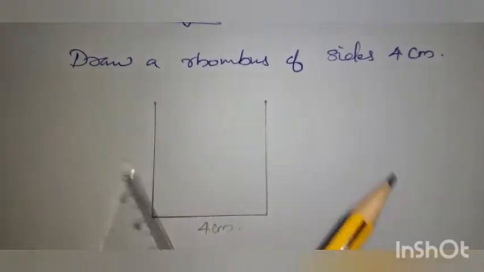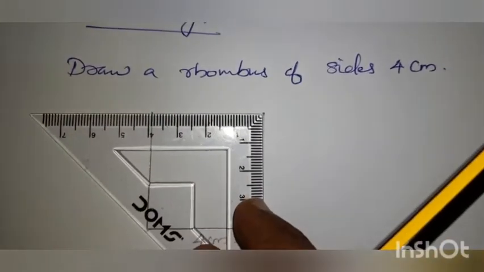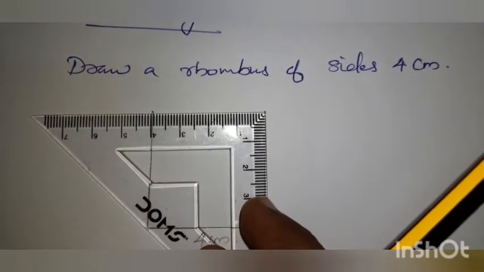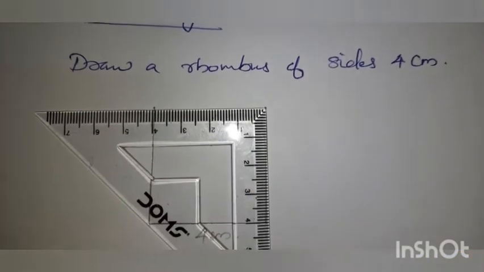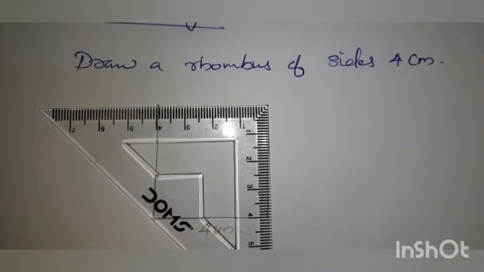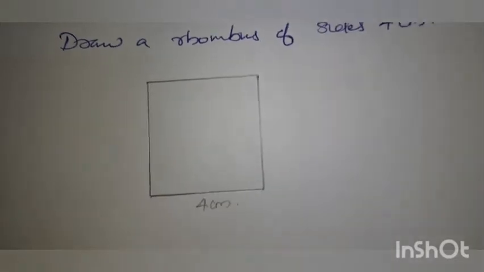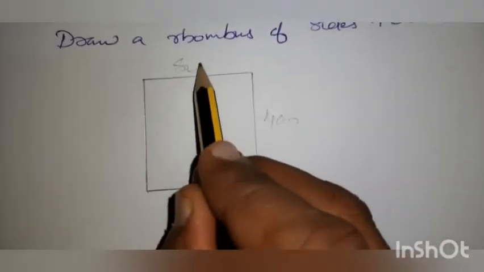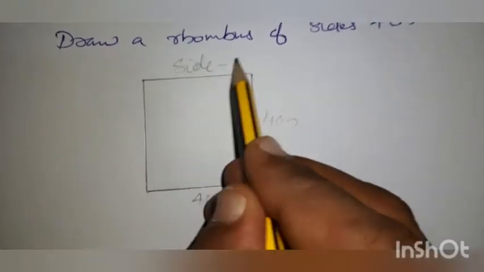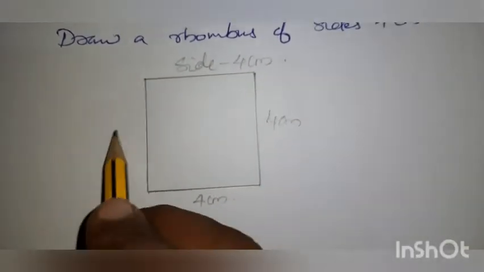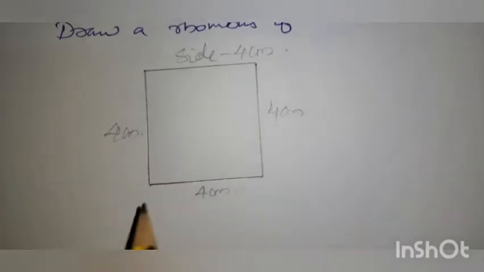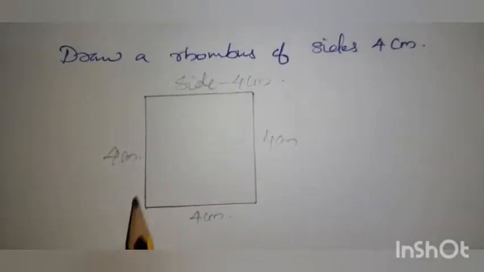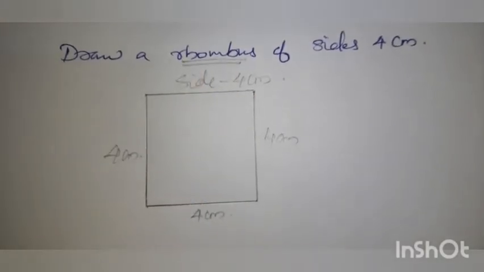Then you have to join the top end also. Draw the line and complete the rhombus. So we got all 4 cm sides. Side 4 cm. So we can call it a square. Okay, and that also it is a rhombus.